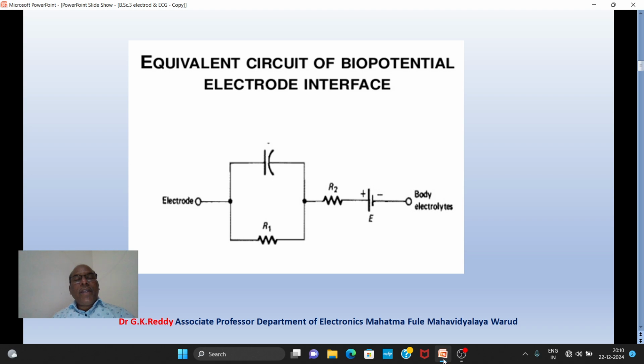Then when we connect these two electronic components in parallel, it is known as an RC circuit. Similarly, when we connect one resistor and a power supply in series with this RC tank circuit, it is the equivalent circuit of the biopotential electrode.